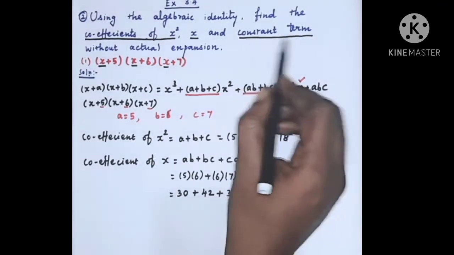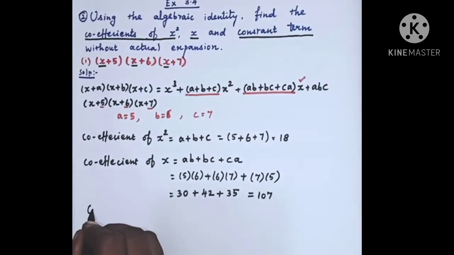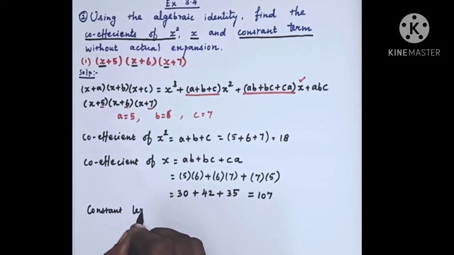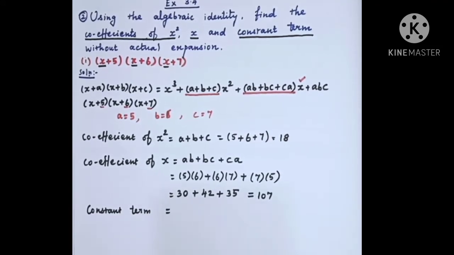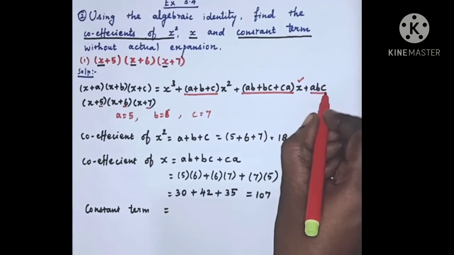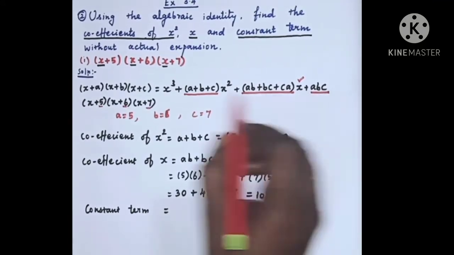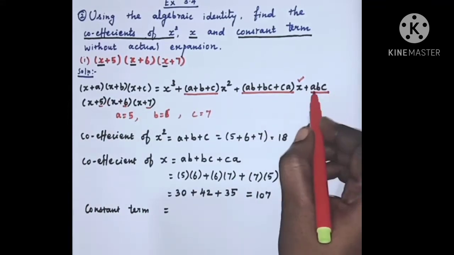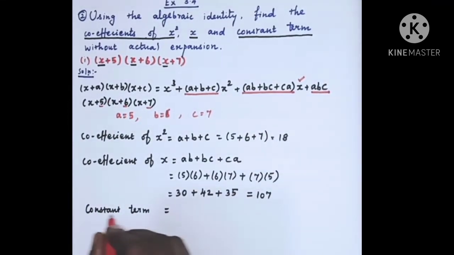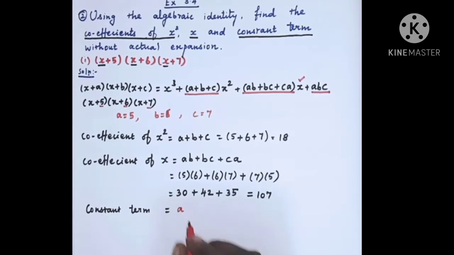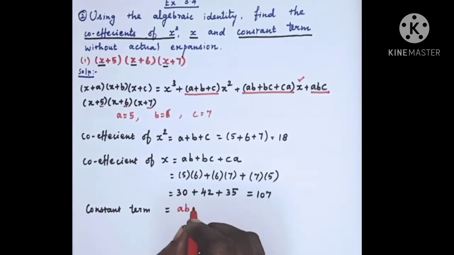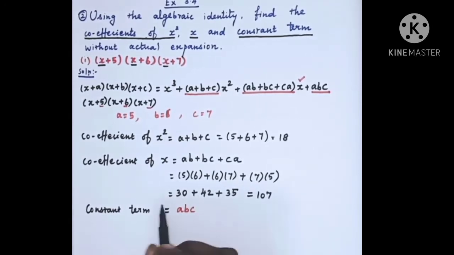And finally we have to find the constant term. Constant term is nothing but the term without the variable. The term without the variable is called the constant term. So here is the term we have without variable. ABC is the term without the variable. In the identity we have ABC as the constant. So for the constant term we have to find ABC.